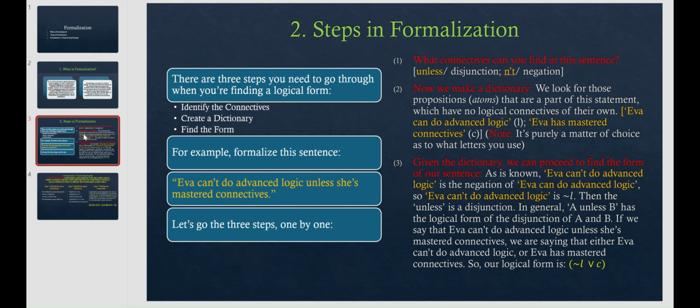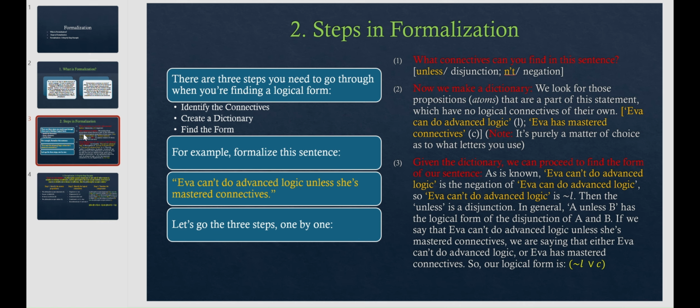It's our C statement. And there is one interesting note here. It's purely a matter of choice as to what letters you use. For example, you can say that Eva can do advanced logic, you can name the statement as the A statement, and Eva has mastered connectives can be your B statement. Or you can use other kinds of letters, P or Q and others.